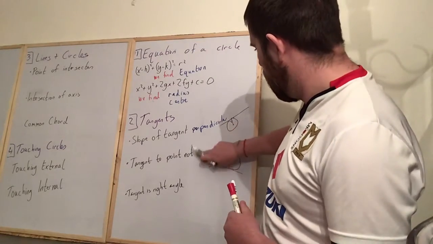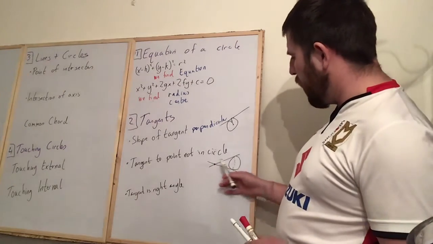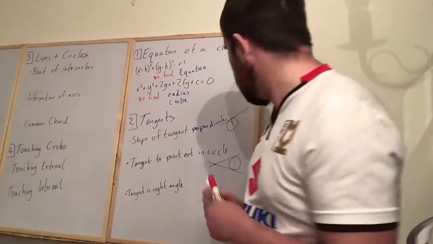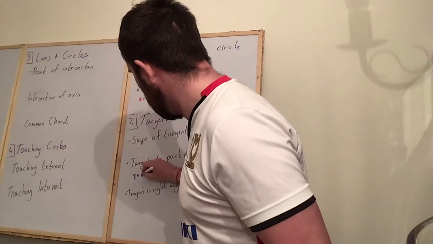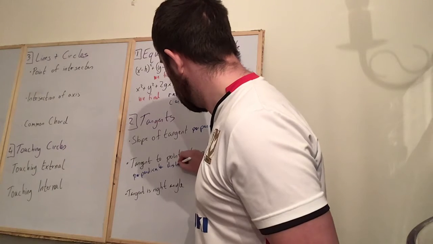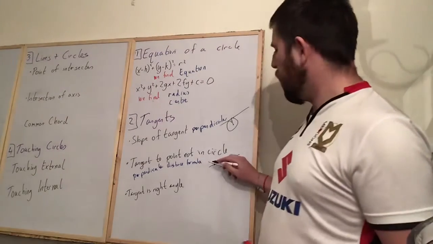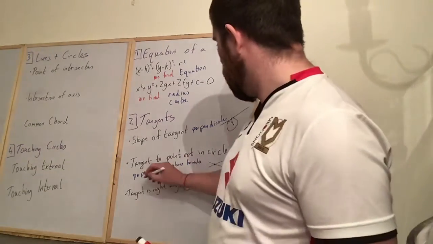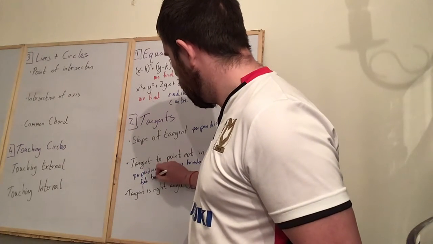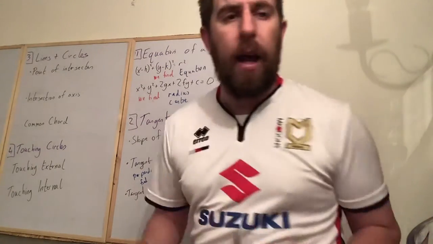If we had a tangent to a point not on the circle, like the diagram shows, we'll have a point here and a circle where there are two tangents. What you would use here is a perpendicular distance formula. You'll be given the point, but you won't know the slope, and you will find two values for m. Okay, two values for m.